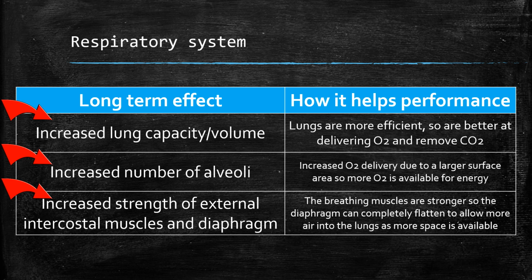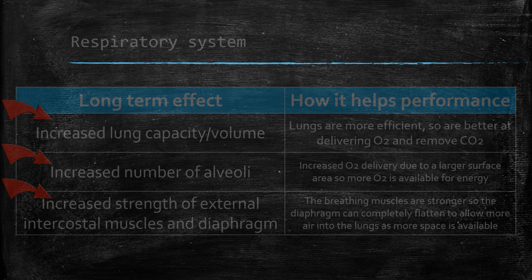Those intercostal muscles, they are the muscles that line each rib, and again, if they are stronger, they are going to be able to squeeze with more force. They are going to be able to inhale and exhale more oxygen per breath. So that's the cardiorespiratory system. And again, like I said, I've just tried to group it based on each individual system.